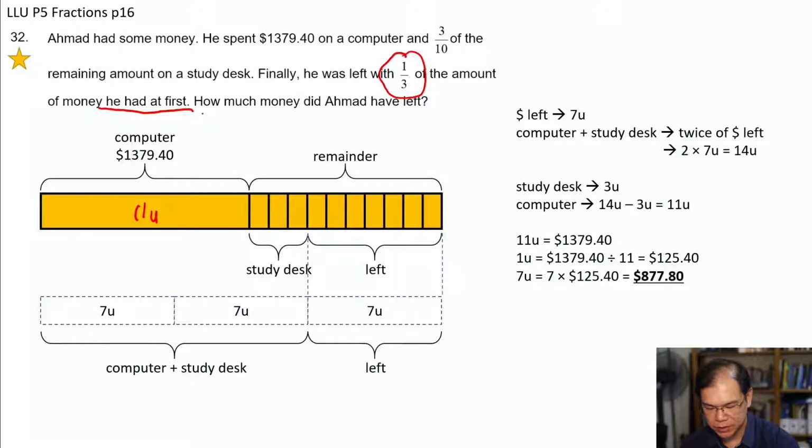7 units. Why 7 units? Because the question is asking how much money did Ahmad have left, which is here, which is only 7 units. So 7 units is 7 times 125.4. I will get $877.80. Okay. A bit difficult, challenging. I think it's not. If you can get this, the other 2 questions should be quite okay. Right, the last 2 questions.